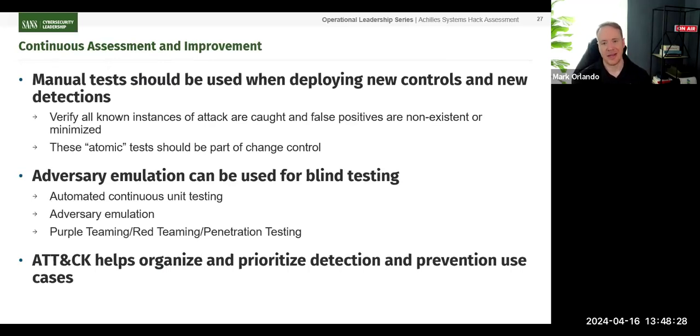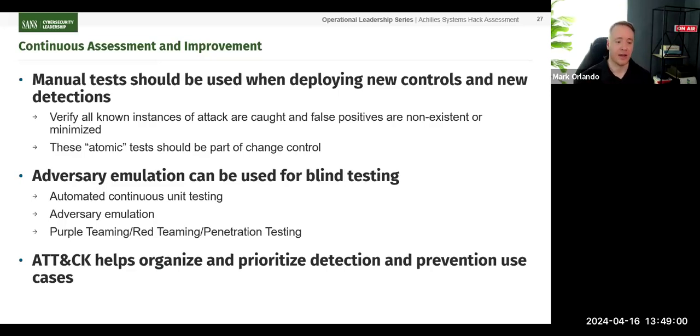Finally, we need to make sure that whatever improvements we make, whether it's new controls, new detections, that we are constantly assessing and testing those. Not only when they're first deployed, but also using adversary emulation, purple team assessments, red team assessments, penetration tests to continuously and on a recurring basis, I guess that's kind of the same thing, isn't it? Test these things to ensure that they function as anticipated.